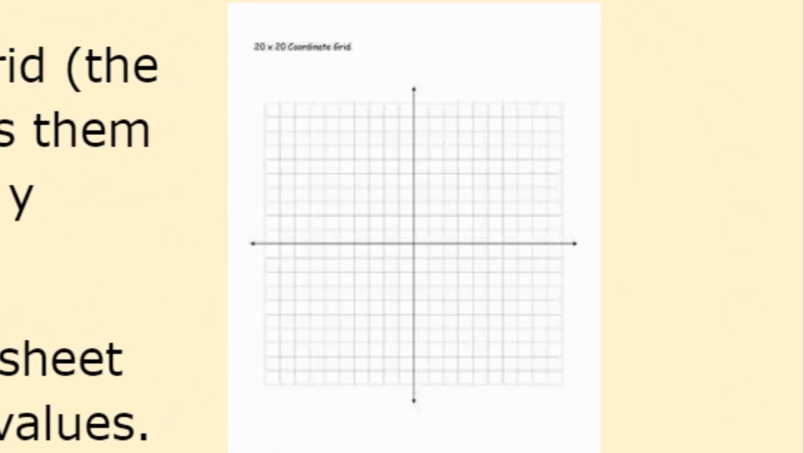So if this is the coordinate grid, I would want them to have this center portion as the origin labeled as 0, and then positive numbers going to the right, negative numbers going to the left, positive numbers going up, and negative numbers going down. Now this, of course, would be something that you've already taught in the class.